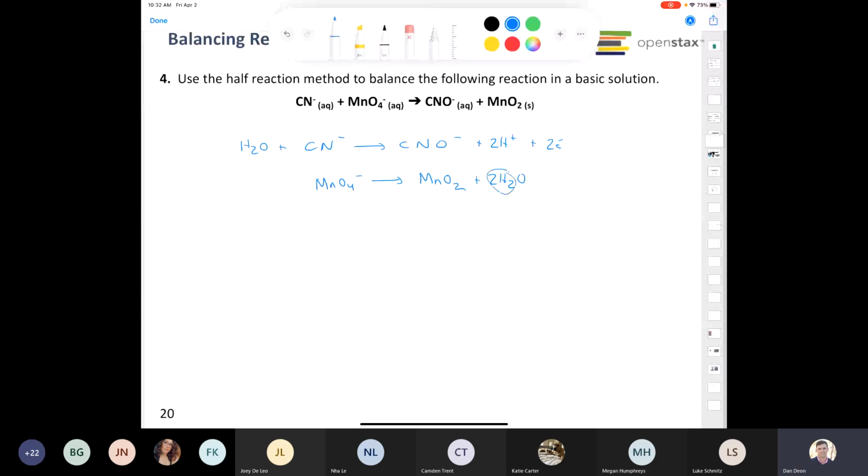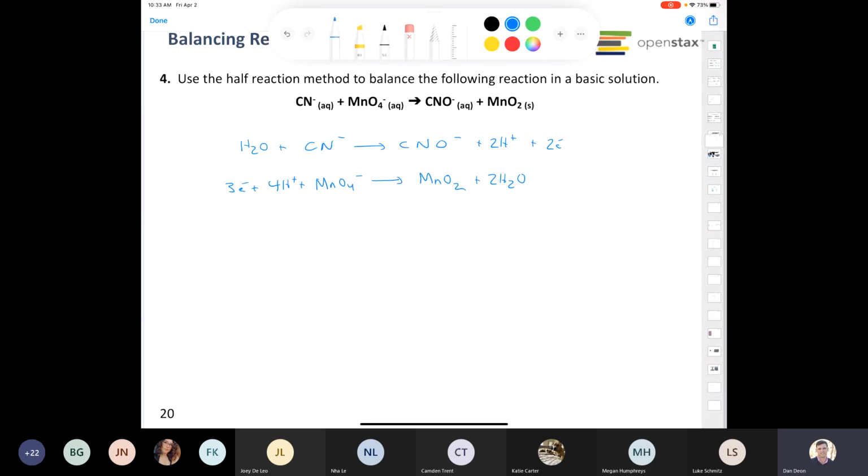I've got 2 hydrogens over here, none on the other side. So I'm going to put, did I say 2 hydrogens? I meant 4 hydrogens. So it means I need to put 4 protons over here. Now over on this side, I've got a total of +3. On this side, I have a total of 0. So that means I need to add 3 electrons to that. So that looks reasonable.